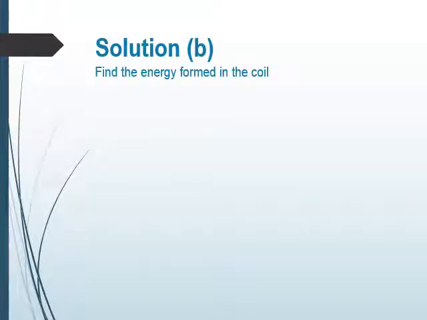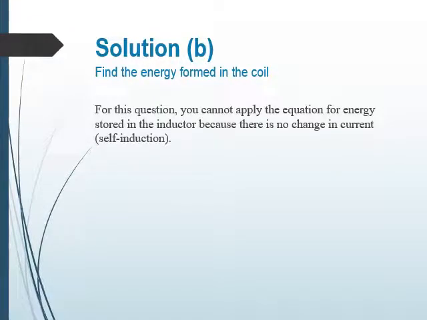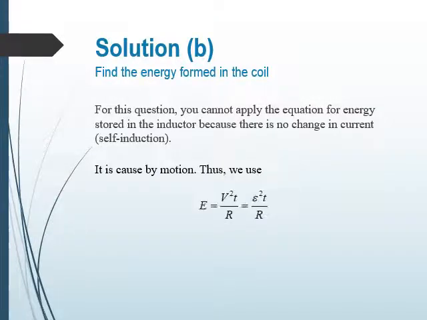Question B is also asking for the energy, but now it is asking for the energy formed in the coil. It is not asking for the energy stored in the coil. And furthermore, you cannot apply the equation for energy stored in the inductor because there's no change in the current, no induction process in this case. This question involves motion. It is caused by motion. Thus, we can use the equation from SEM1, which is E equals V squared T over R, equals EMF squared T over R, to calculate the energy formed in the coil.